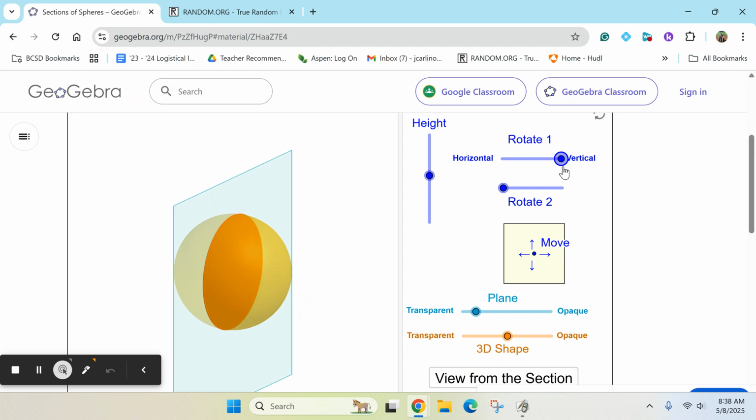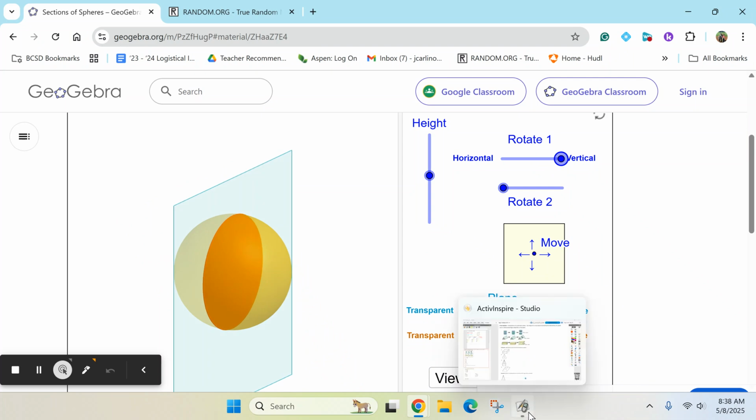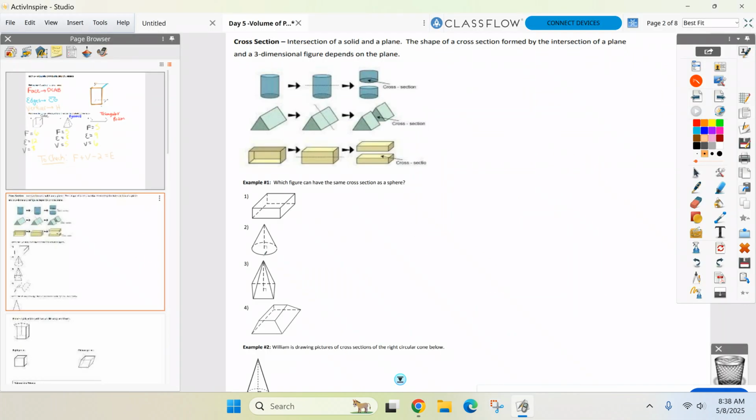A circle. So what I'm asking in this problem is, which one of these can I cut in any way and also get a circle back? So take a look, think in your mind here. Which one can I cut any direction and I will get a circle back as the cross section?